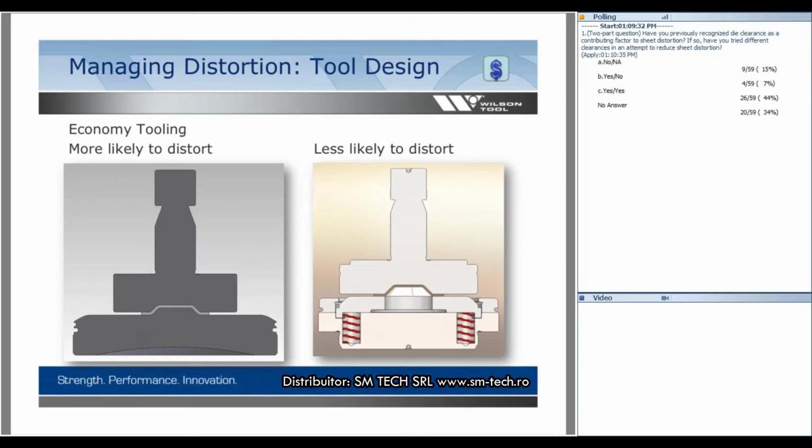And the proof is customers who do buy the economy style tooling often call back when they're going into production and say, okay, I have sheet distortion problems. What do I do about it? And it's as simple as, well, let's get you into a spring-loaded die assembly.